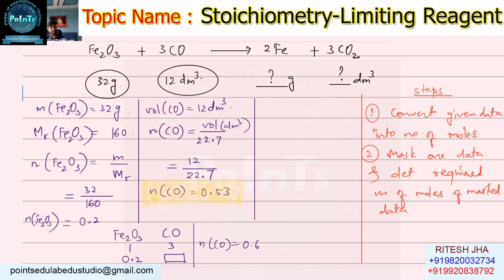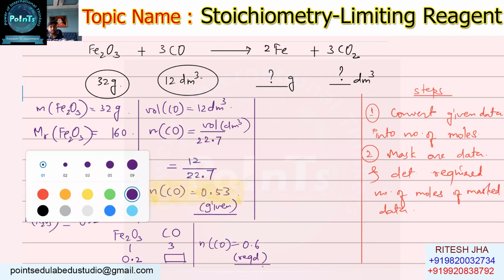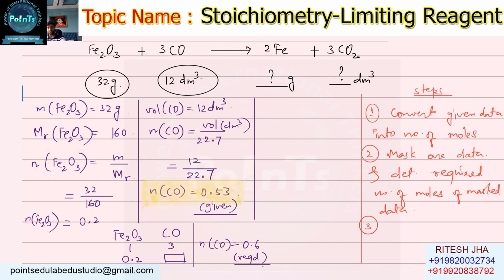0.6 moles. Now this is the required amount and this is the given amount. 0.53 is the given amount and 0.6 is the required amount. So there comes the third step.